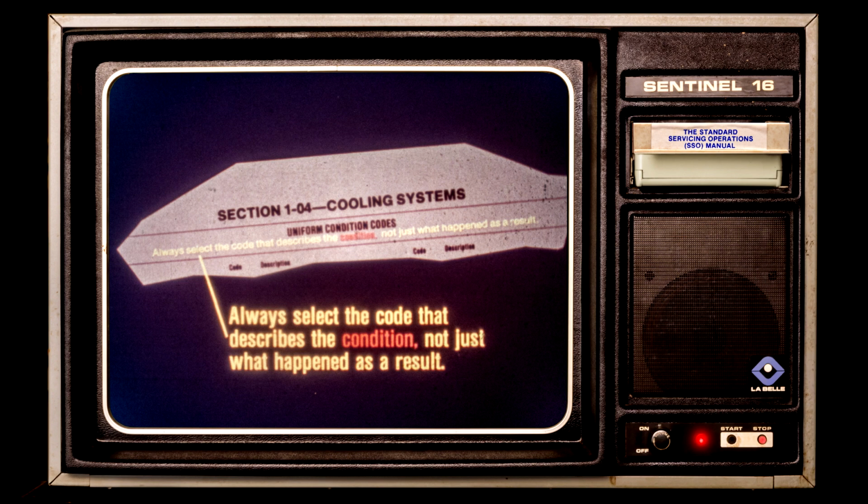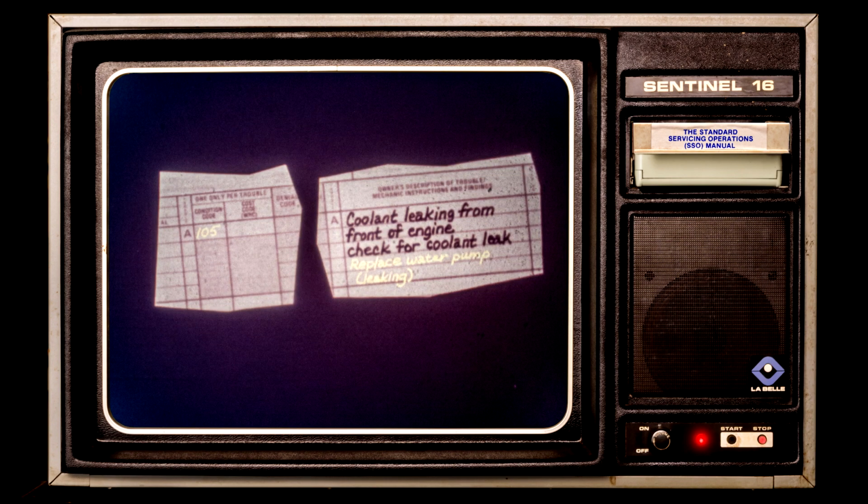Some service personnel have trouble deciding which condition code to select. Specifically, they sometimes have difficulty determining the difference between a trouble and a condition on the warranty claim form. The trouble is the owner's description of the problem. For our water pump example, the trouble is coolant leaking from the front of the engine. As we've seen, the condition code is 105, which describes a leak. In this example, it's easy to determine the condition code because the condition is the same as the trouble.